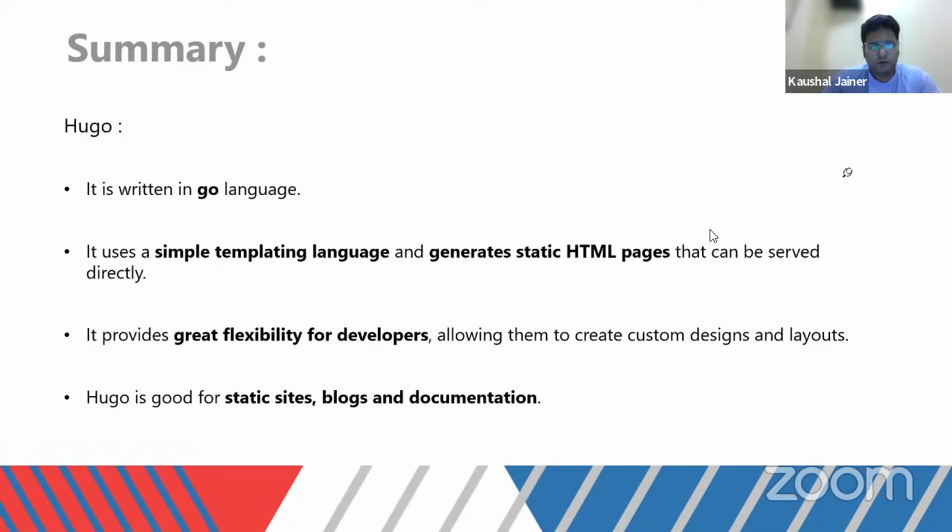Now let's come to HUGO. HUGO is pretty new and getting very famous nowadays. It is written in the Go language. It uses a simple templating language and generates static pages that can be served directly. It provides great flexibility for developers, allowing them to create custom designs and layouts. But HUGO is good for static sites and not for dynamic sites. HUGO is good for blogs and documentation.